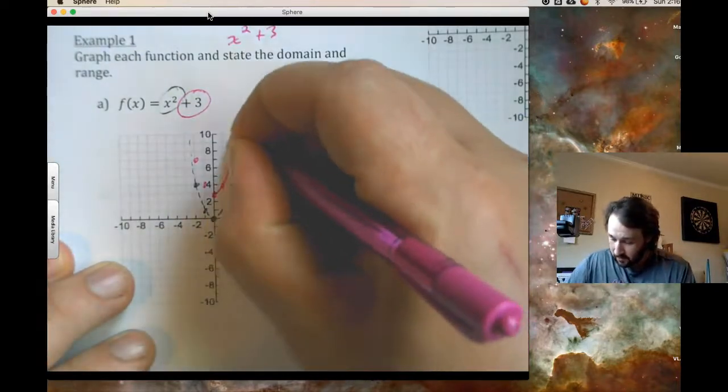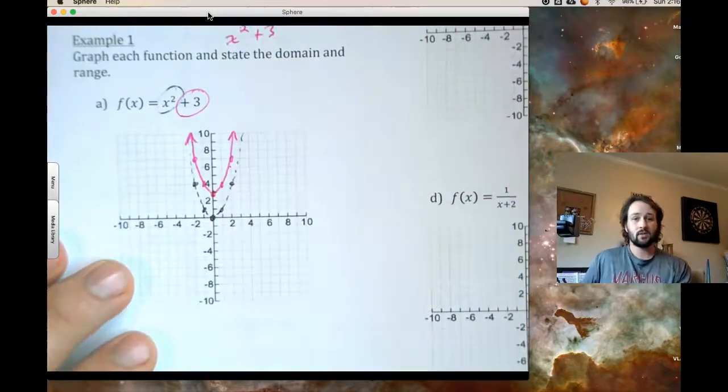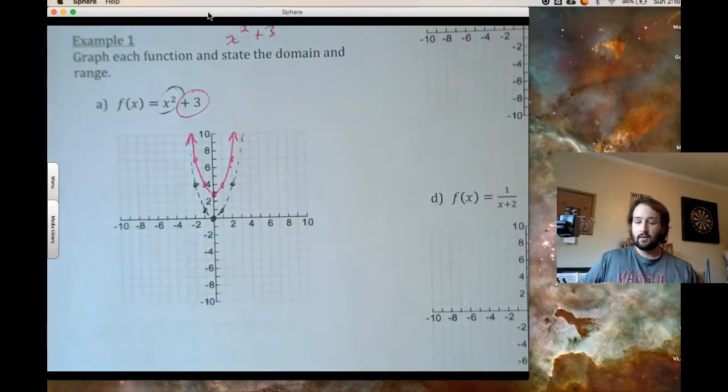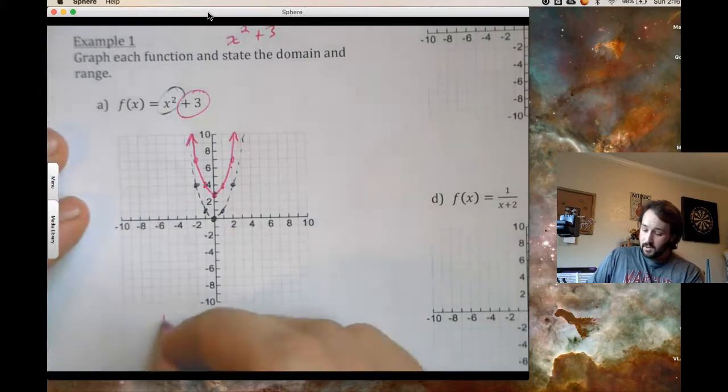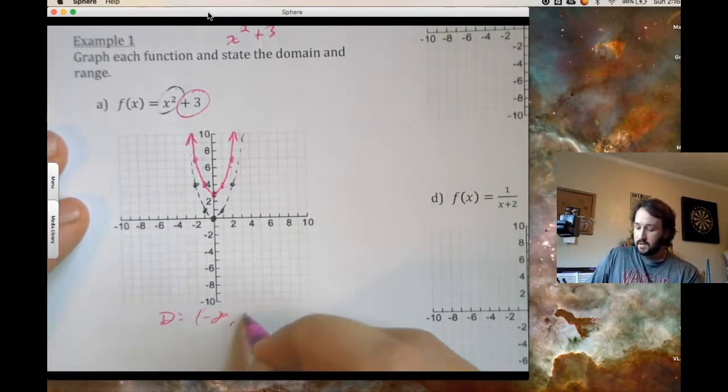So now we will graph that, and this is our actual function. That one in the dotted line, that's our parent function, so that just helps us to graph it. You don't always have to put it on there, but the one that we're going to be looking for is the one in pink right there. All right, so now for the domain and range, for the domain, it's still going left and right forever, so negative infinity to infinity.